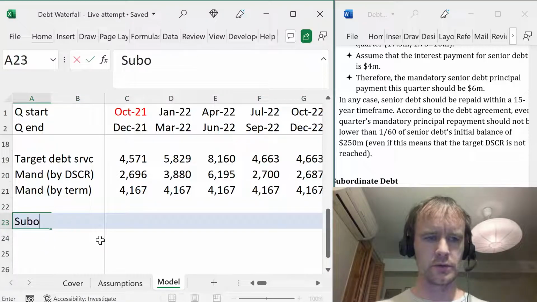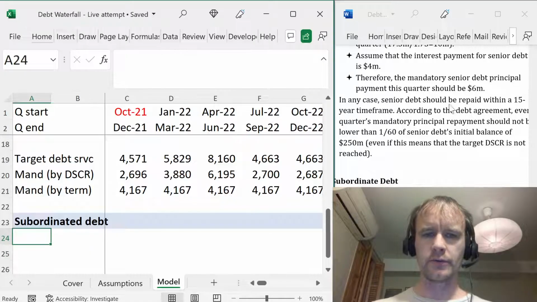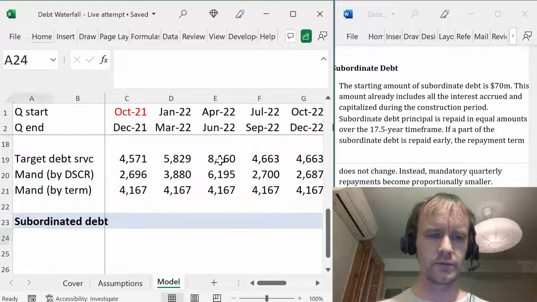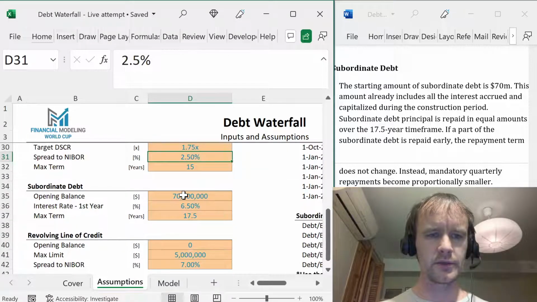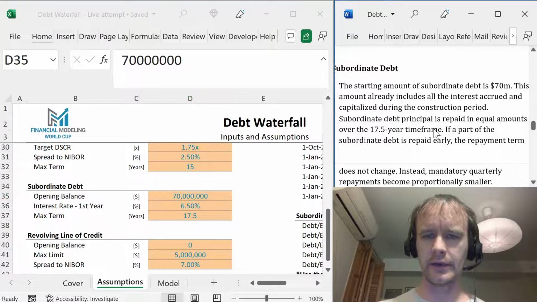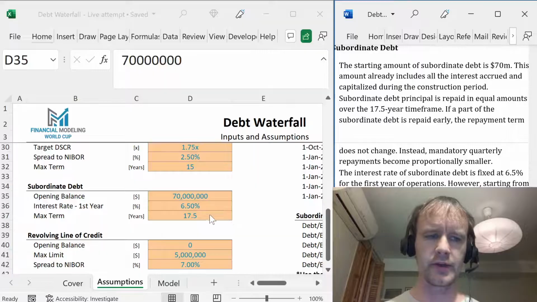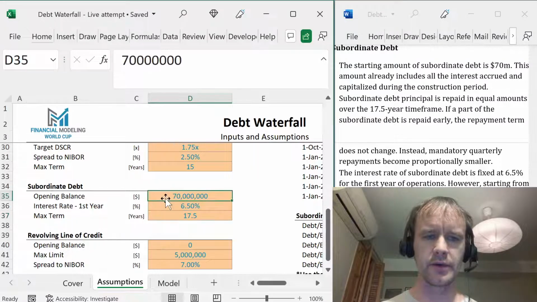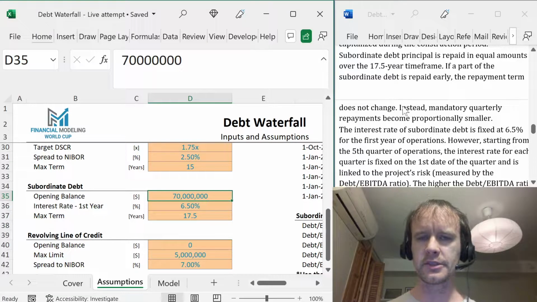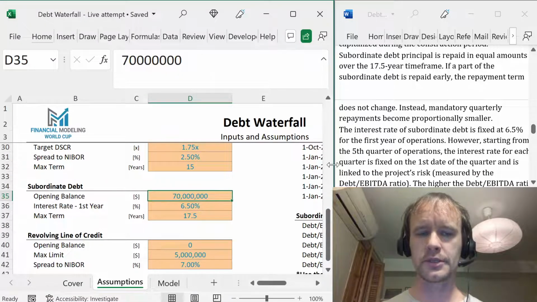So, subordinated debt. Let's have a quick read about that. The starting amount is 70 million, and we can go and see the assumptions here. Starting amount is 70 million, good. Includes all the interest accrued and so on. Repaid in equal amounts over the 17.5-year time frame. So that's the time frame there, equal amounts. If part of the subordinate debt is repaid early, the repayment term doesn't change. Instead, mandatory quarterly repayments become proportionally smaller.